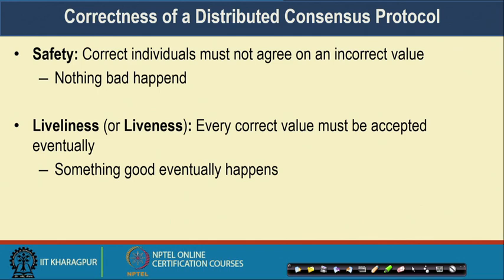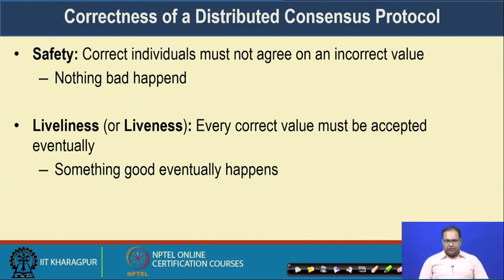Now, the correctness of a distributed consensus algorithm can be characterized by these two properties, safety and liveness. The safety property says that the correct individuals must not agree on an incorrect value. That means nothing bad has happened in the system. The safety property ensures that the correct individuals in the network will never converge to an incorrect value.